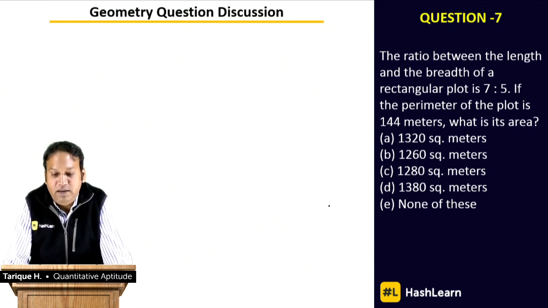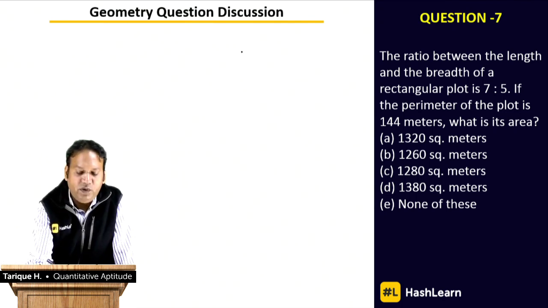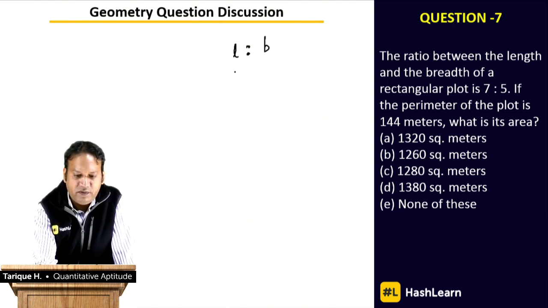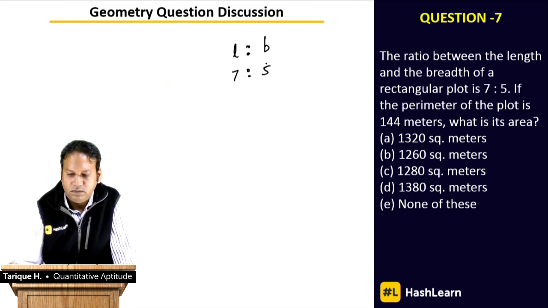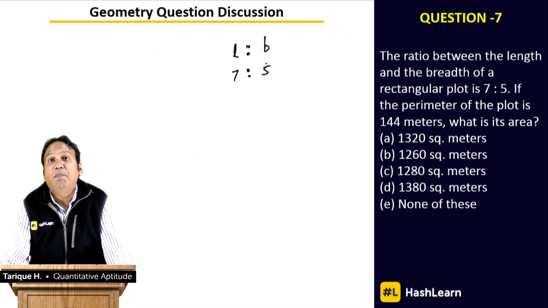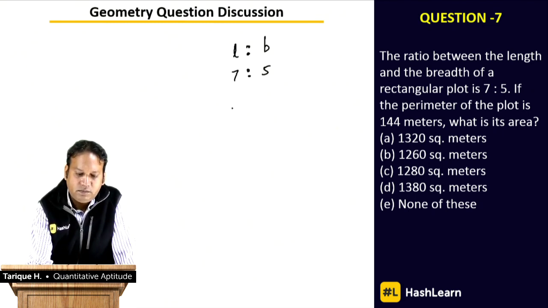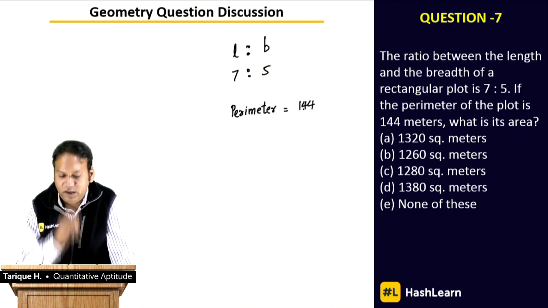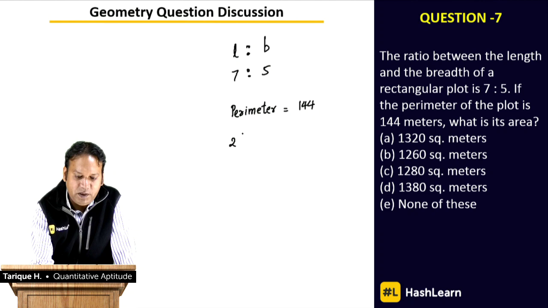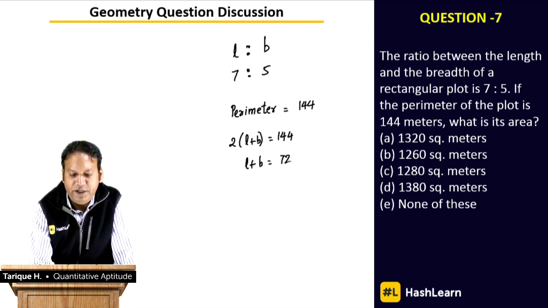The ratio between the length and the breadth of a rectangular plot is 7:5. So we don't know what the length is. The ratio of length and breadth is 7:5. If the perimeter of the plot is equal to 144, what is its area? Now we know the formula for perimeter is 2 times L plus B. So L plus B is equal to 72.